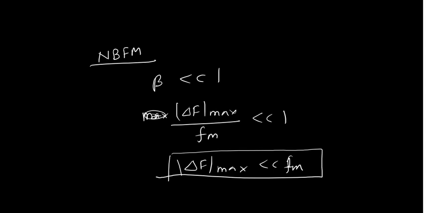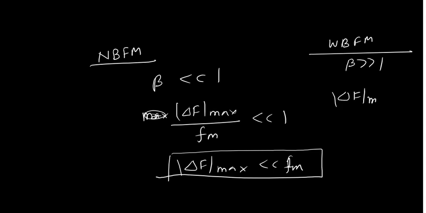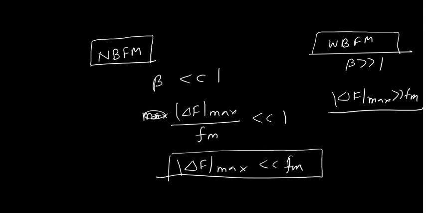So if this is narrowband, then wideband means which does not satisfy this condition, correct? So delta f max is quite large in that case. Okay? So delta f max is quite large, or the maximum frequency deviation of a wideband FM signal is quite large as compared to a narrowband FM signal.